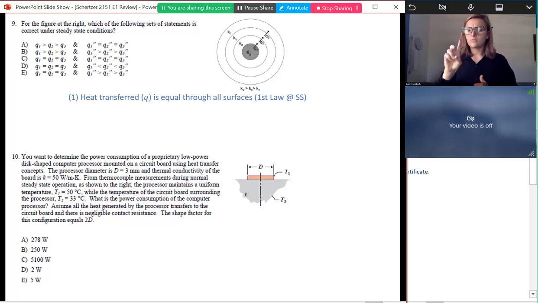So it's really important that this problem tells us that it's at steady state. Because if it's at steady state, then our system is not storing or losing any energy. So that means if it's at steady state and nothing is generating heat, then all the energy that's coming into each one of these surfaces is equal to all the energy that's leaving each one of these surfaces, right? And this heat transfer is constant at each one of these boundaries. So the amount of heat that's transferred through each of these boundaries is the same. So I know it's got to be C, D, or E.